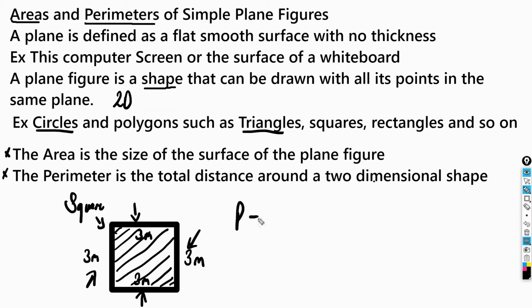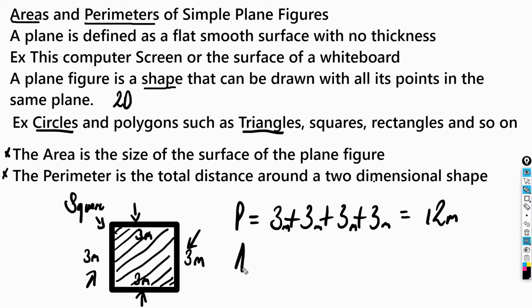So the perimeter P of this square would be 3 plus 3 plus 3 plus 3, right? 3 meters plus 3 meters plus 3 meters plus 3 meters, which would actually be equal to 12 meters, right? And the area of a square is actually equal to its length multiplied by its length, right? So this would be 3 meters multiplied by 3 meters, which would give us 9 meters squared, okay?